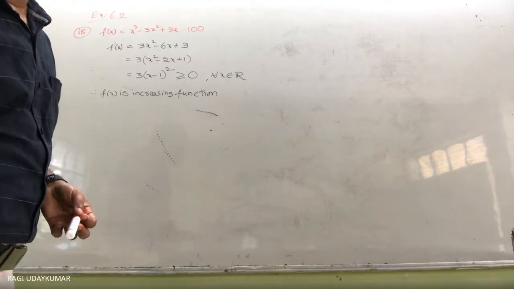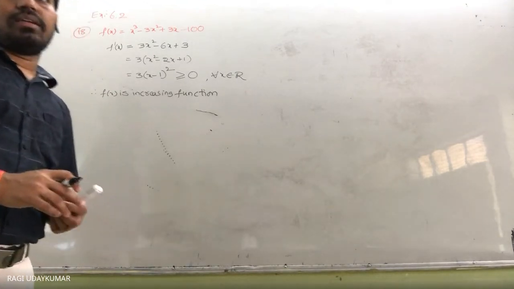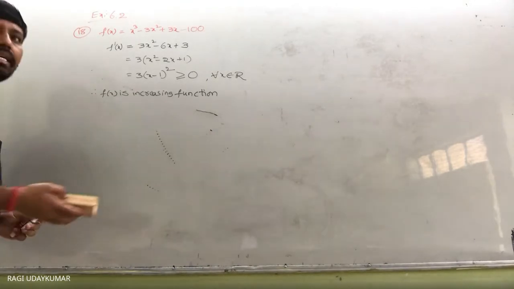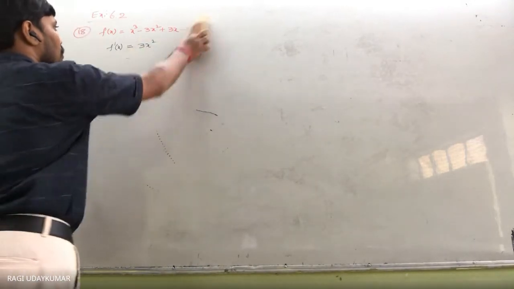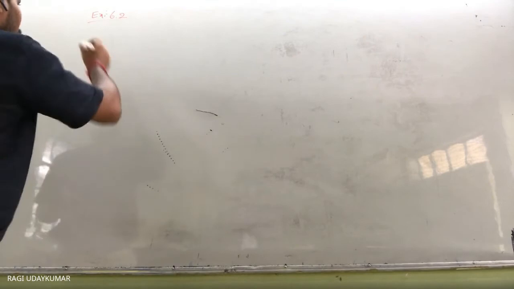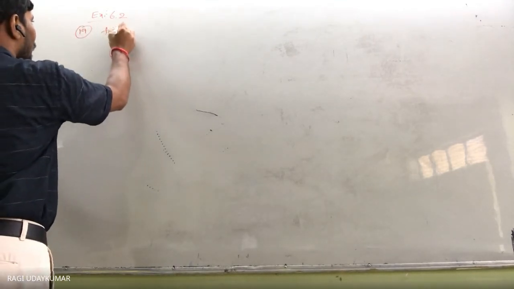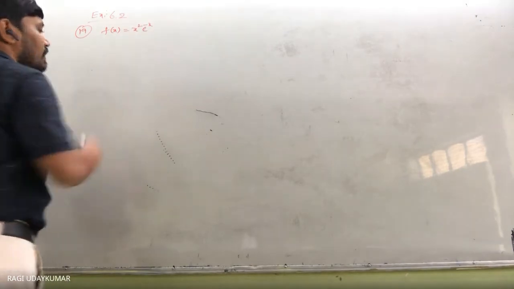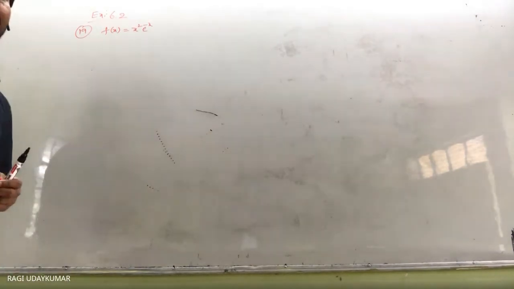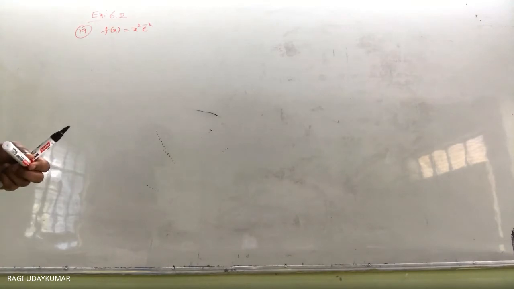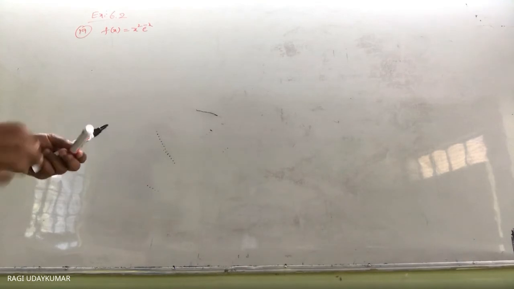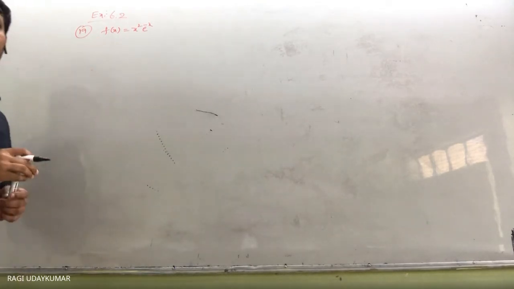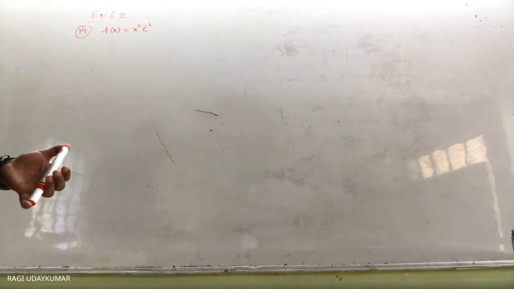Okay. So coming to the 19th question: in which interval is y equals x square e power minus x, x square e power minus x, an increasing function? In which interval this is an increasing function is the question. You need to find the interval. So what you have to do here: f of x is equal to x square e power minus x, it is given. Let us consider this one.